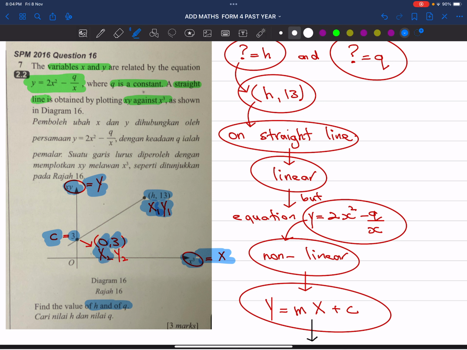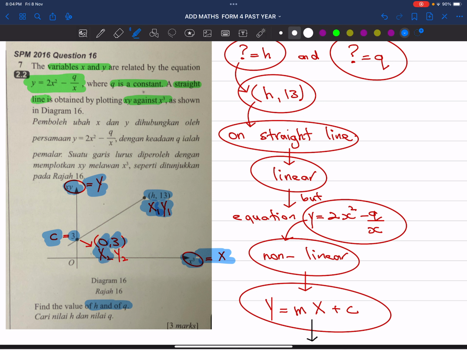Now we look at the question. The question is asking to find h and q. I start from what they ask. They are asking h. I go to h, which is the x-coordinate of the point whose y-coordinate is 13. And this point, if you look here, is on the straight line. And a straight line is linear.